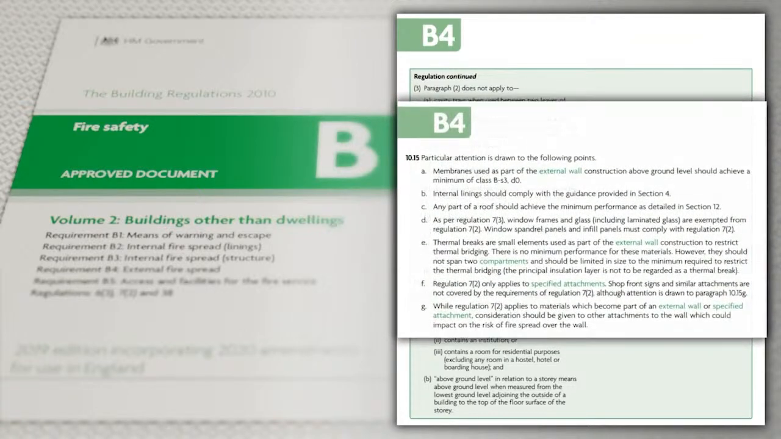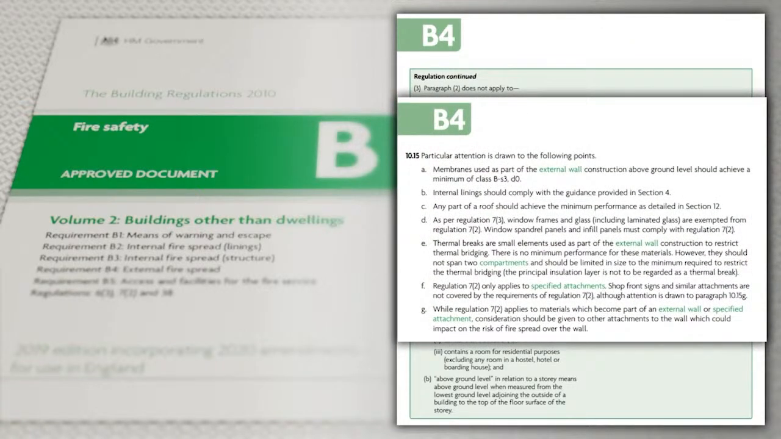Subsequently, Section 10.15 of the same document draws attention to the requirement for membranes as part of an external wall construction to meet at least Class B-s3,d0.